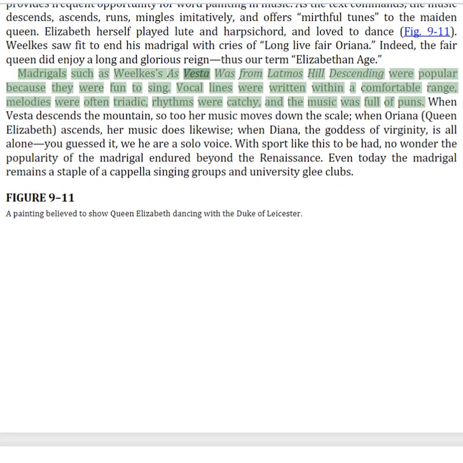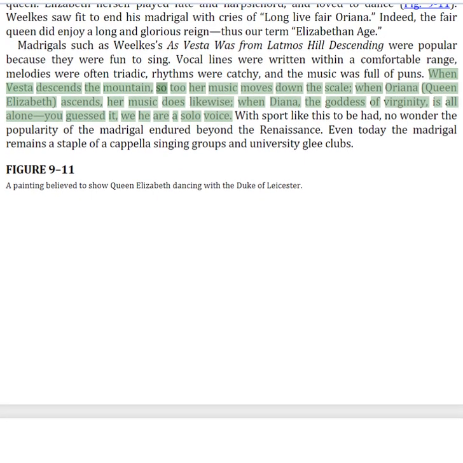Madrigals such as Weelkes's As Vesta Was From Latmos Hill Descending were popular because they were fun to sing. Vocal lines were written within a comfortable range, melodies were often triadic, rhythms were catchy, and the music was full of puns. When Vesta descends the mountain, so too her music moves down the scale. When Oriana ascends, her music does likewise. When Diana, the goddess of virginity, is all alone, you guessed it, we hear a solo voice.